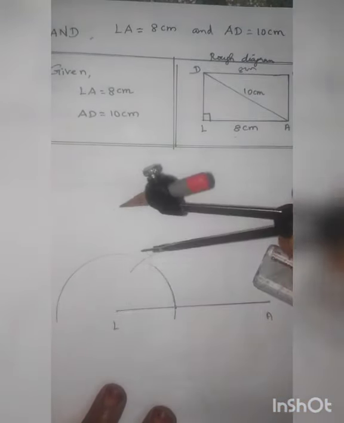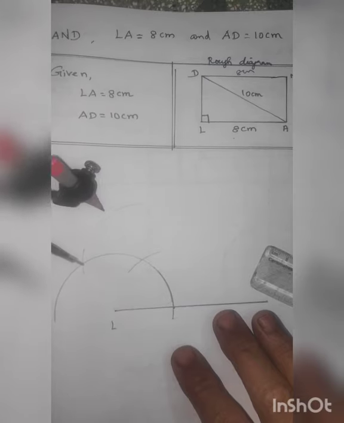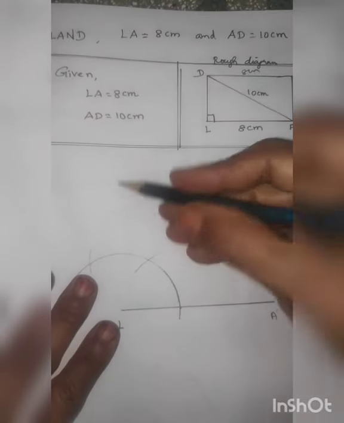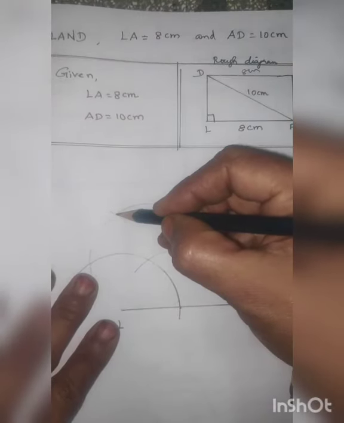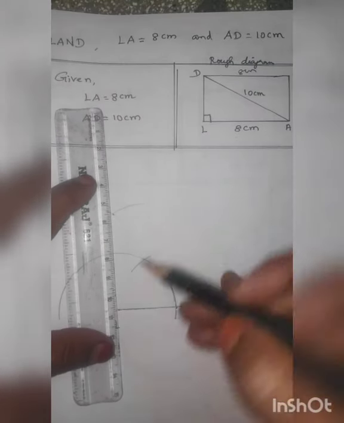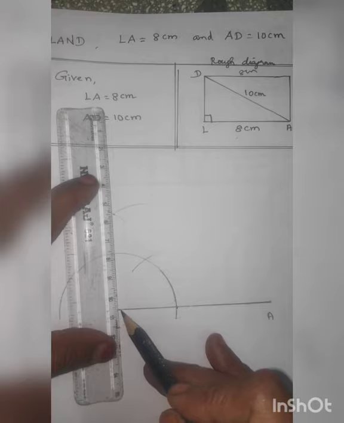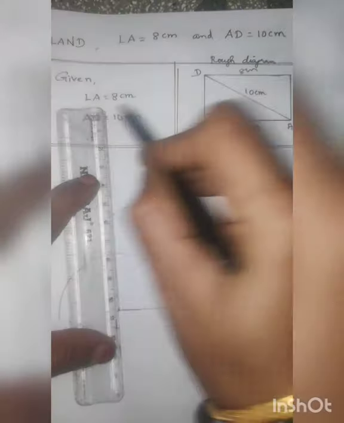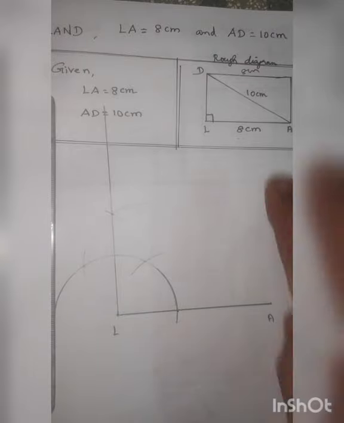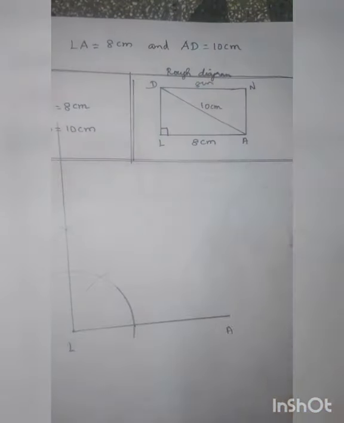Next, from this point, draw one arc upward. From this point again, cut the same arc there. Here comes the point. This line you want to join. Next, this diagonal is given as 10 centimeter. You measure 10 centimeter and cut the arc.